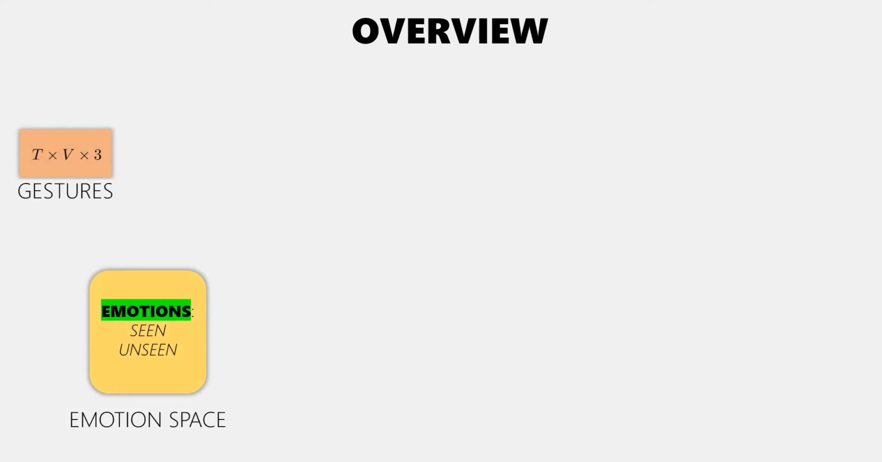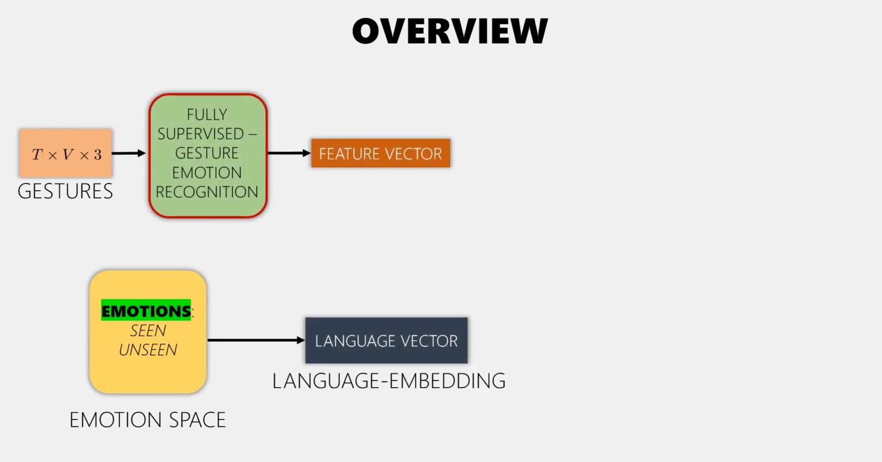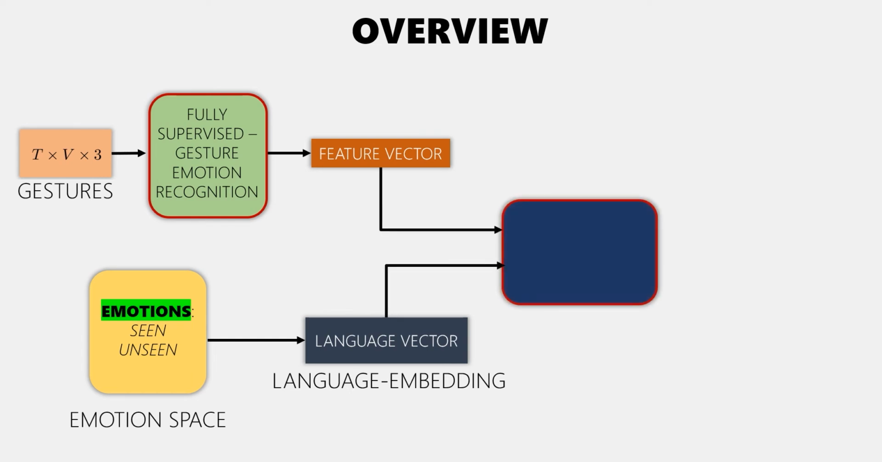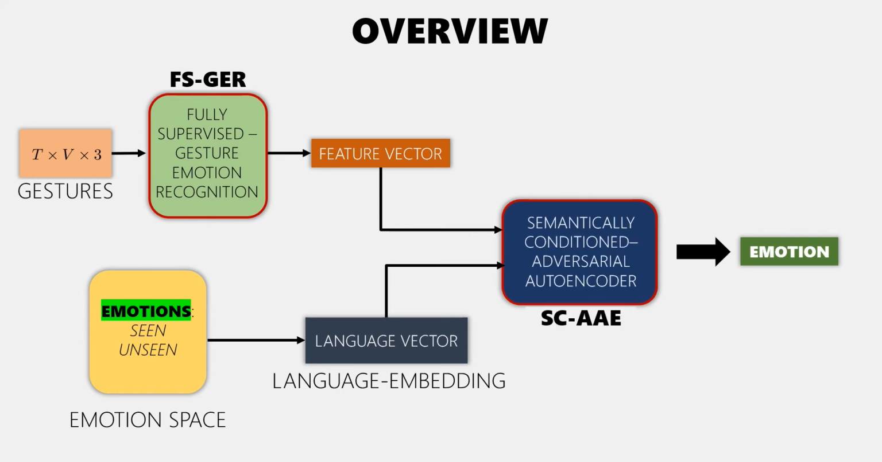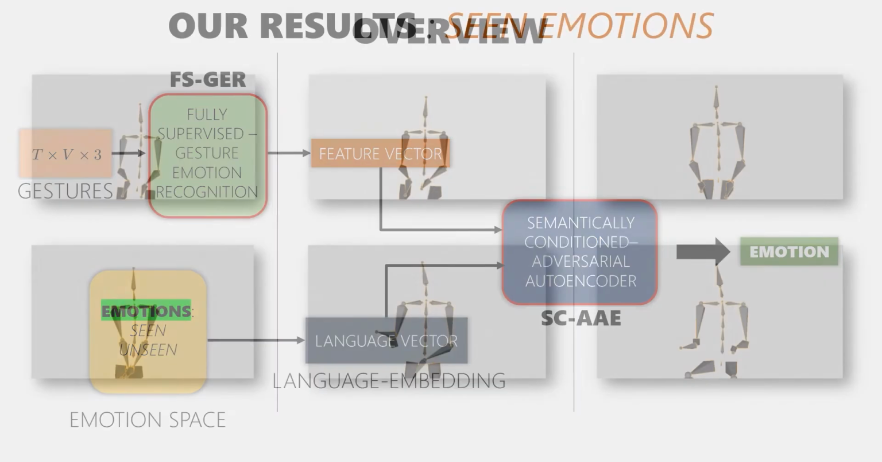Here, we present an overview of our algorithm. For a sequence of gestures, we use our proposed FSGER framework to extract a feature vector. The feature vector is combined with a language embedding vector in our deep learning framework to learn the mapping between the gesture features and the language vectors. Further, our network classifies emotions from hitherto unseen emotions by leveraging this learned mapping. Please refer to the paper for more details.